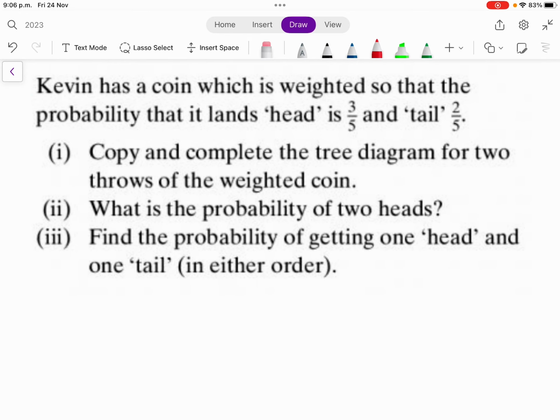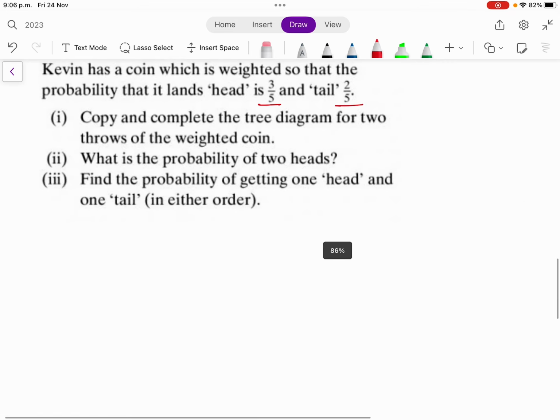Okay. Now let's read this question. Kevin has a coin which is weighted so that the probability that it lands on heads is 3 over 5 and tails is 2 over 5. Copy and complete the tree diagram for 2 throws of the weighted coin. So there are 2 throws here.